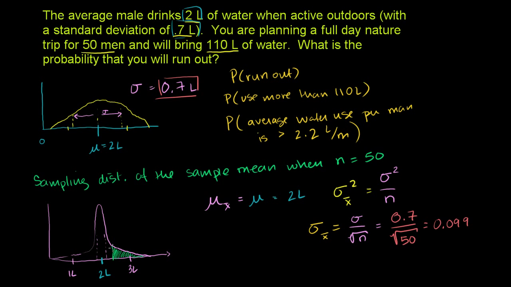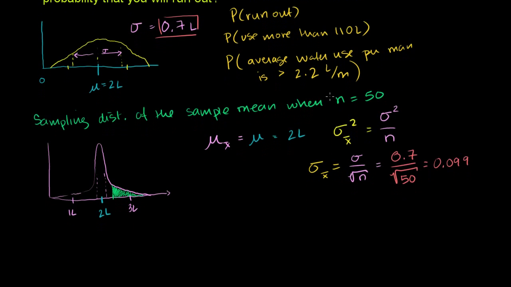So we essentially need to figure out what's the area under this curve. To figure that out, we just have to figure out how many standard deviations above the mean we are, which is going to be our z-score. Then we can use a z-table to figure out what this area is. So we want to know when we are above 2.2 liters. 2.2 liters is what we care about.